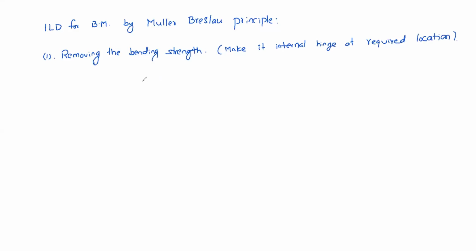Example, suppose you have a simply supported beam like this, and you would like to find the ILD for bending moment at section 1. Let us assume this is A, this is B. First we need to make this beam like this. Make an internal hinge at the required location. That is step 1.